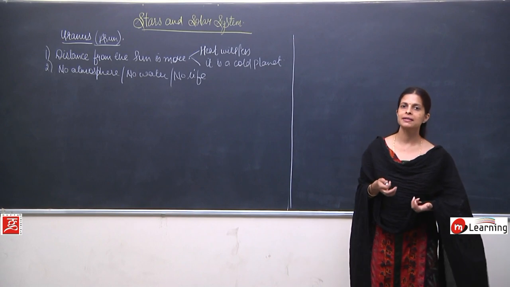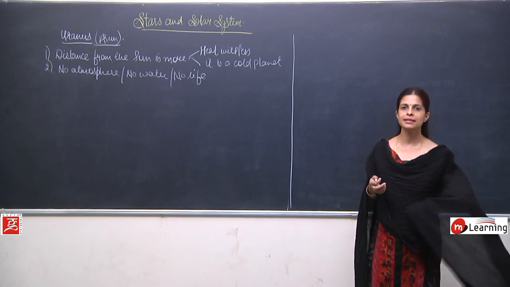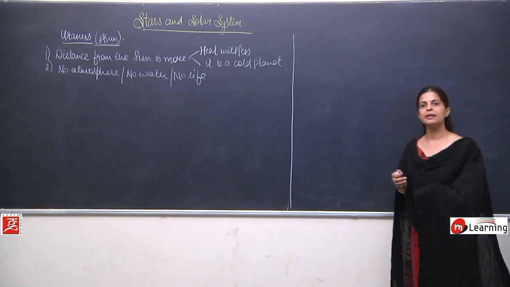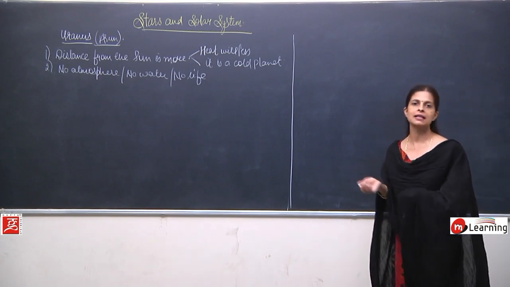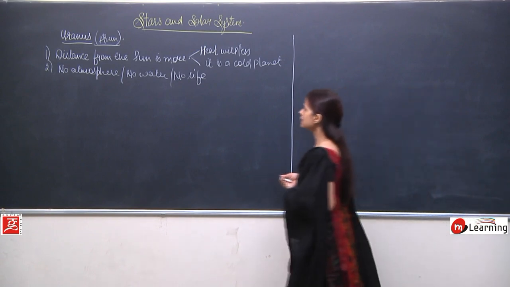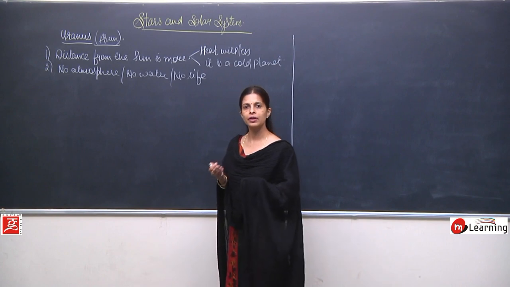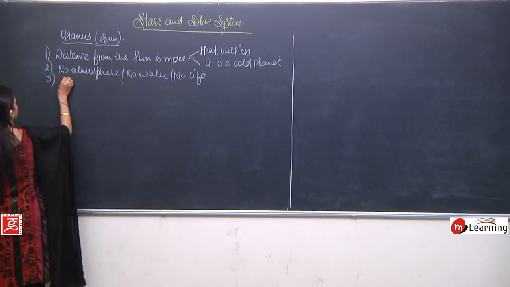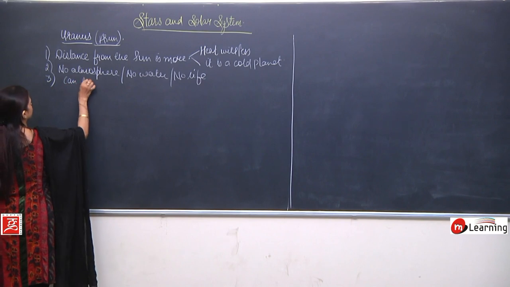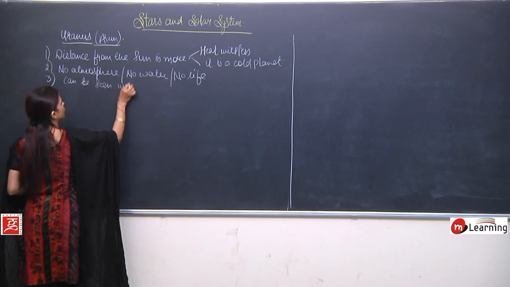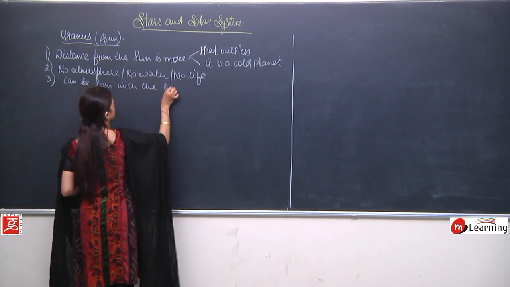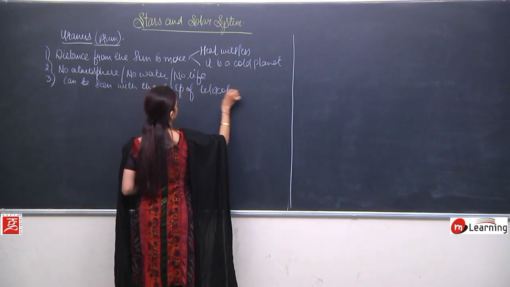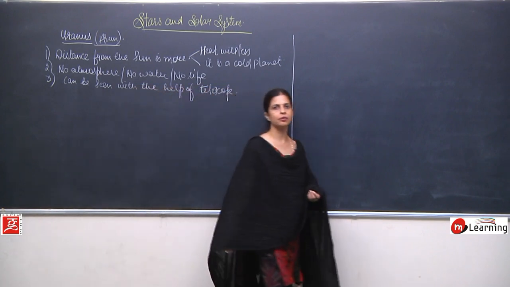And why are these planets very cold? Because their distance from the sun is very high. So, I can write that this planet is one of the farthest planets because this is the second last planet. Now, as I am saying that distance is more, definitely from the earth also distance is more. So, it cannot be seen with the naked eyes, it can be seen with the help of the telescope.